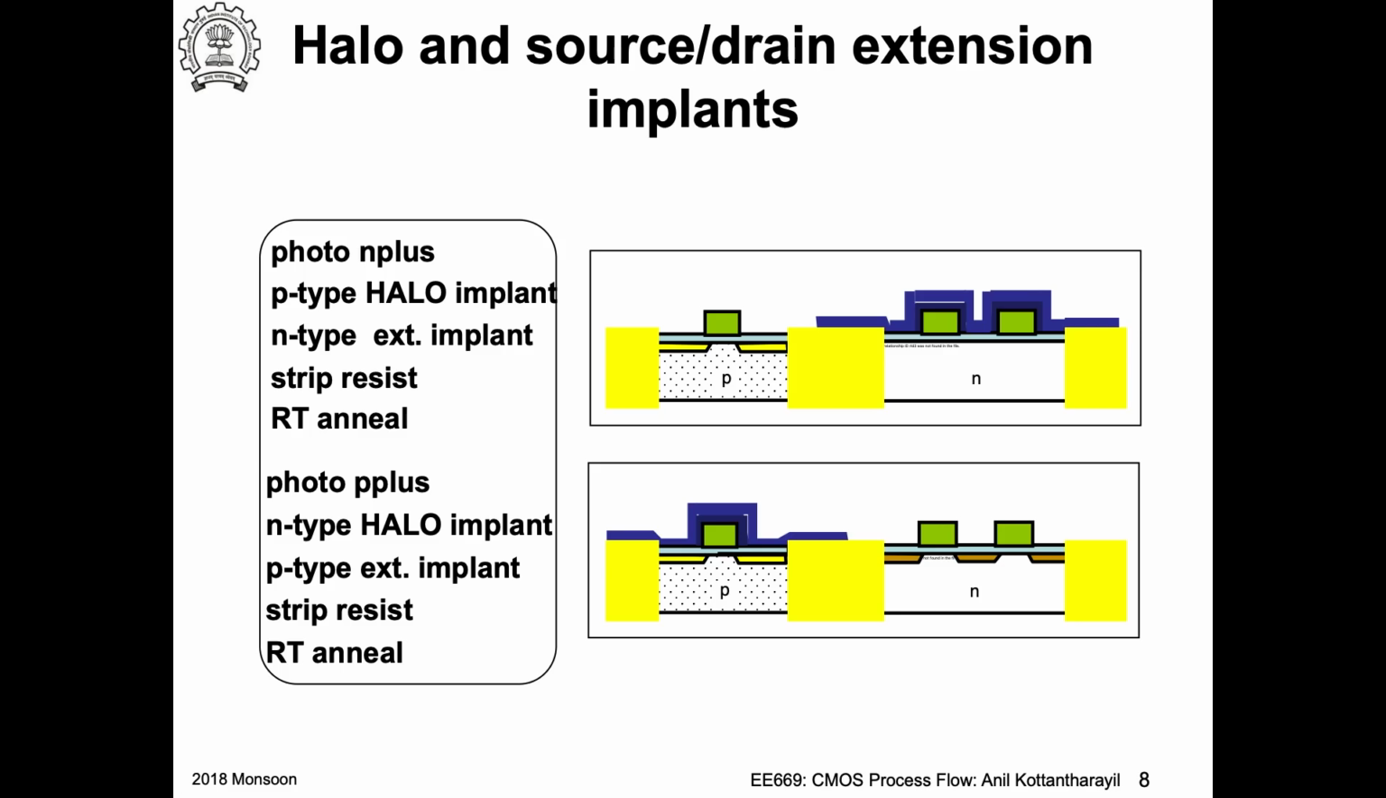Now the problem with a short channel device is what? When you apply drain voltage, this would create a depletion region on the drain side, and the depletion region should not penetrate too much into the channel. So what you do is you take this device with a gate, and then you do a tilted implant of boron.